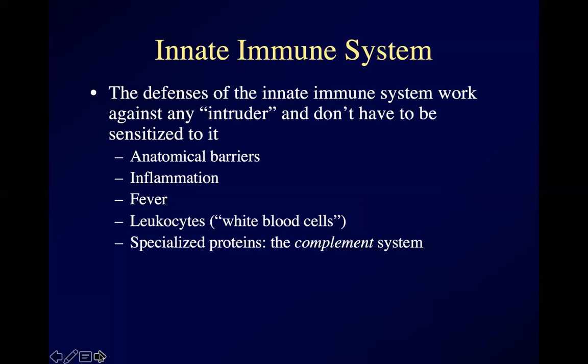So, for example, anatomical barriers to pathogens coming in the first place. Fever and inflammation are immune responses. A group of cells that actually can patrol virtually anywhere in the body. They're often called white blood cells, but they're not restricted to being in the blood. There's different types, but we most generally call those leukocytes. And finally, a group of specialized proteins called the complement system.